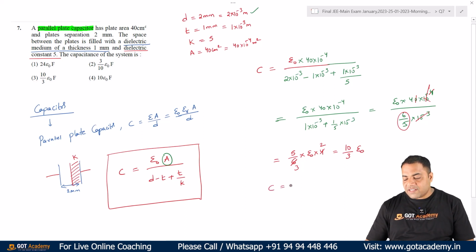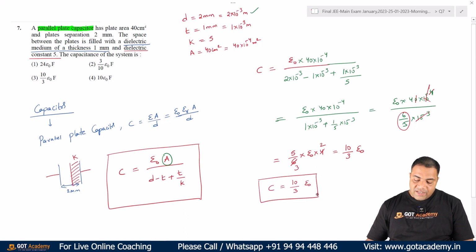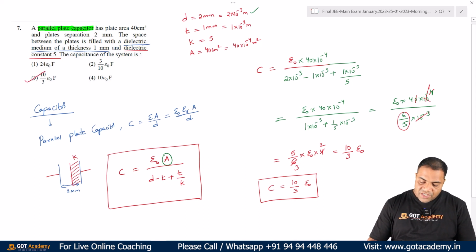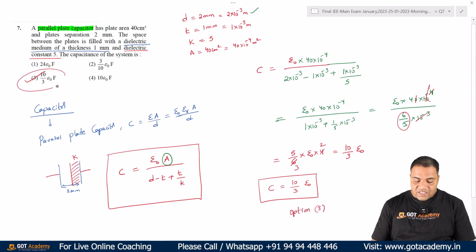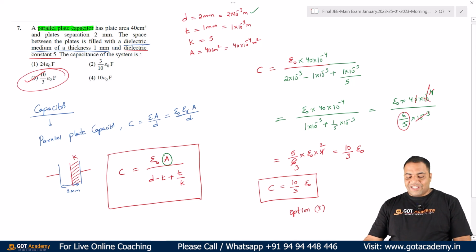Look, my dear children, we have simplified this question. We got the answer. We just check out the options. Now it is matching with option 3, 10 by 3 epsilon naught. So the solution for this question is option 3. Option 3 is the right answer. With this, we have done our seventh question. Now we can move on to the next one.